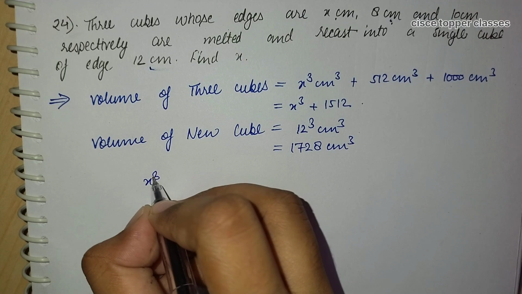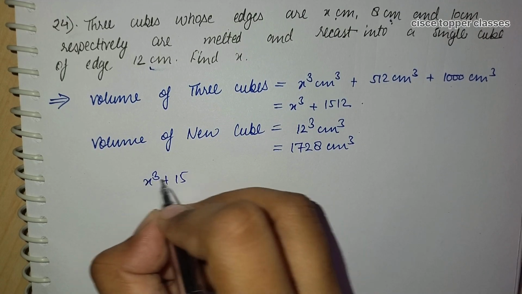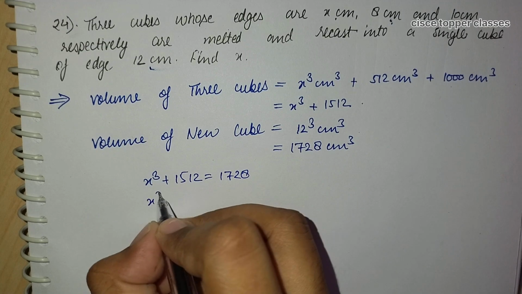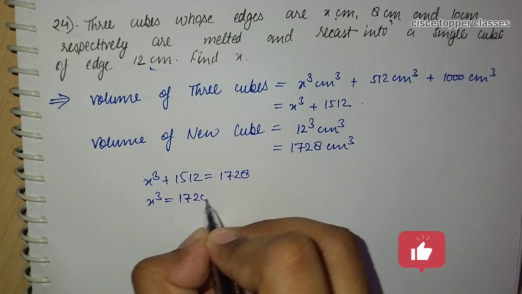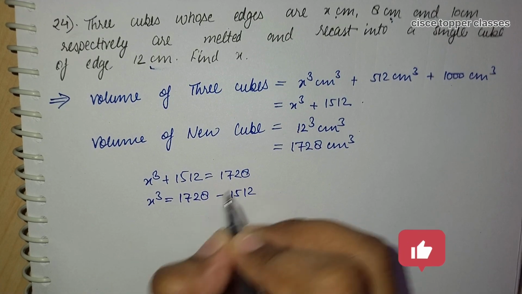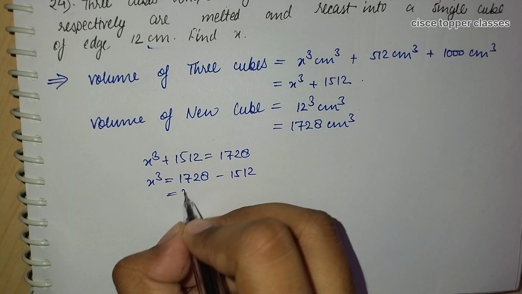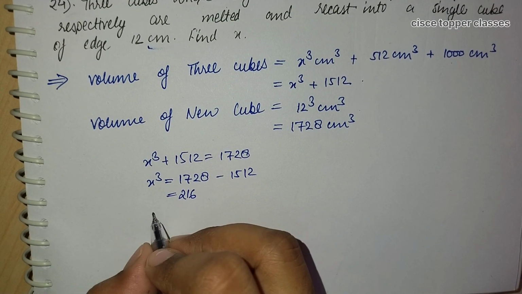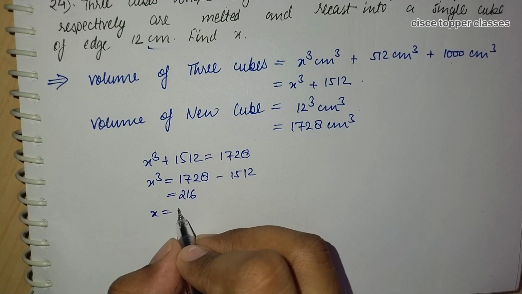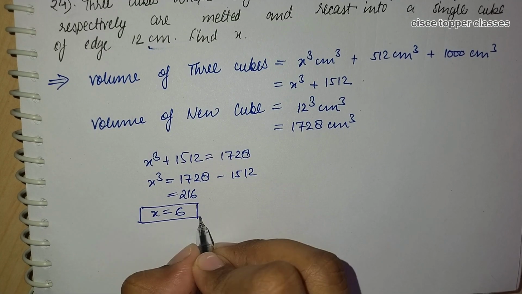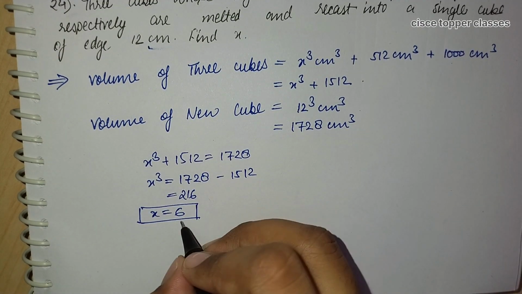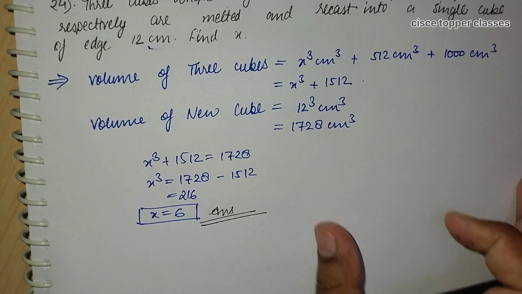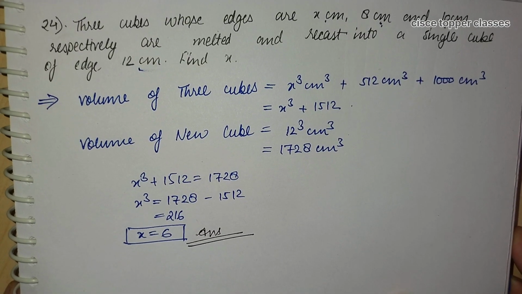On comparing this to find the value of x, we can write x cubic plus 1512 is equal to 1728. Means 1728 minus 1512. On subtracting we will get 216. Now we will take the cube root of 216. So this will be 6 here. Means the value of x which we have to find in this question is 6. So this is the final answer and this is the solution of the 24th question.